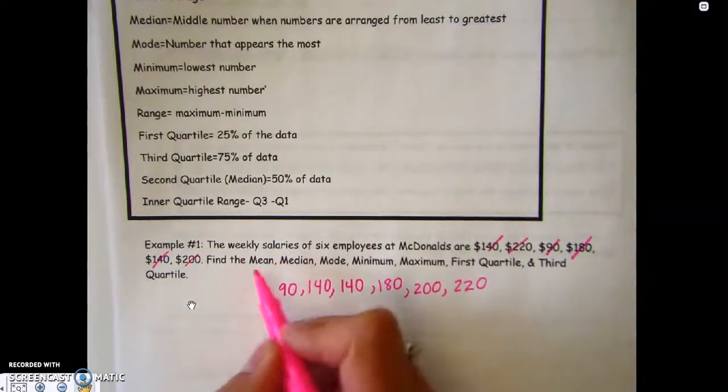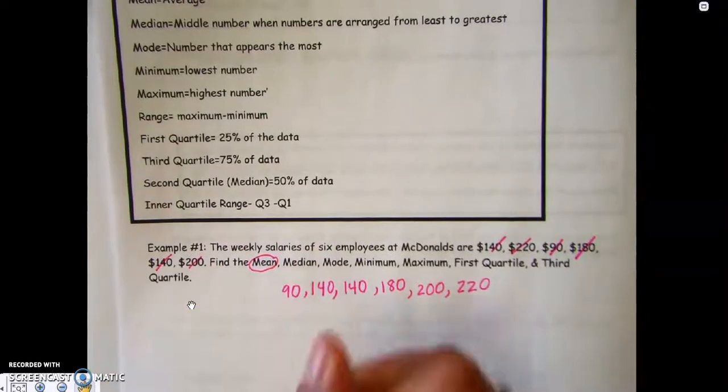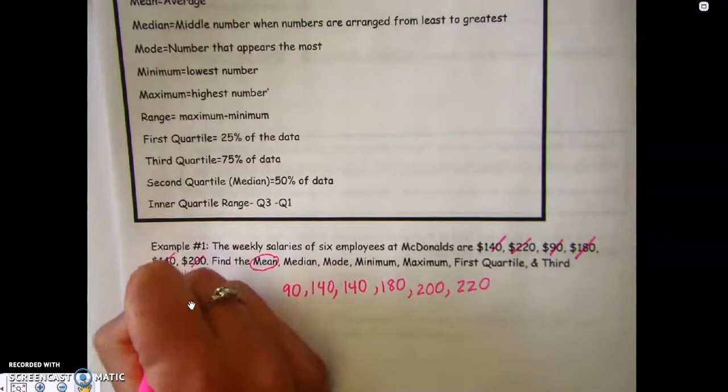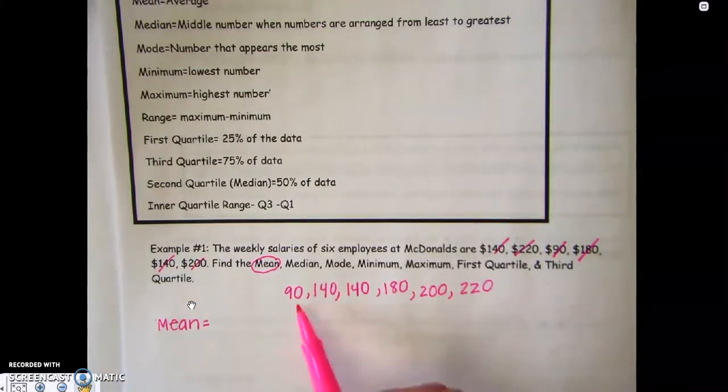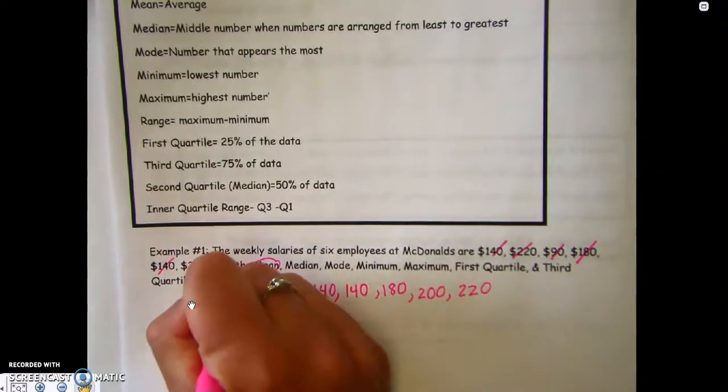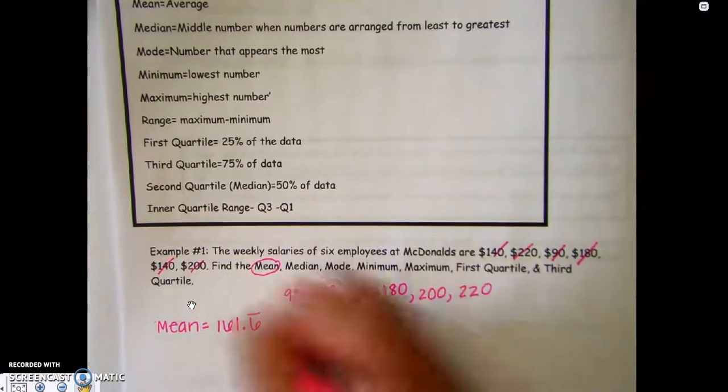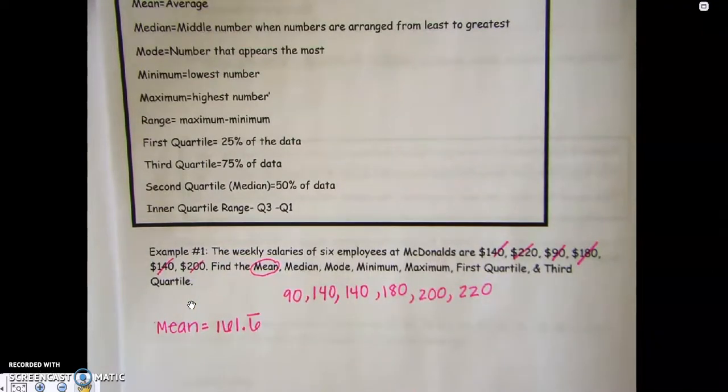All right, so I need to find the mean, which is the average. So I'm going to add up all these numbers. Average is adding up all the numbers and then dividing by the number of numbers that I have. So 90 plus 140 plus 140 plus 180 plus 200 plus 220, and I'm going to divide by 1, 2, 3, 4, 5, 6. And it's about 161.6 repeating. So that is my mean.